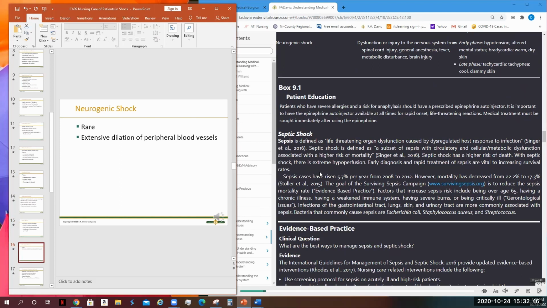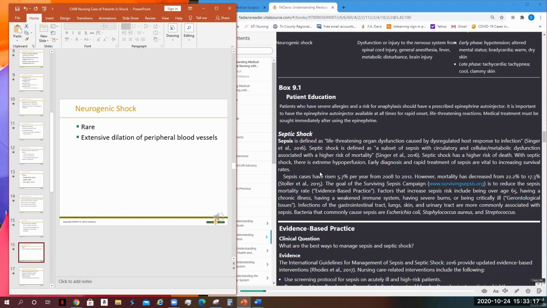Septic shock is defined as life-threatening organ dysfunction caused by a dysregulated host response to infection. Septic shock is defined as a subset of sepsis with circulatory and cellular/metabolic dysfunction associated with a higher risk of mortality. Septic shock has a higher risk of death.